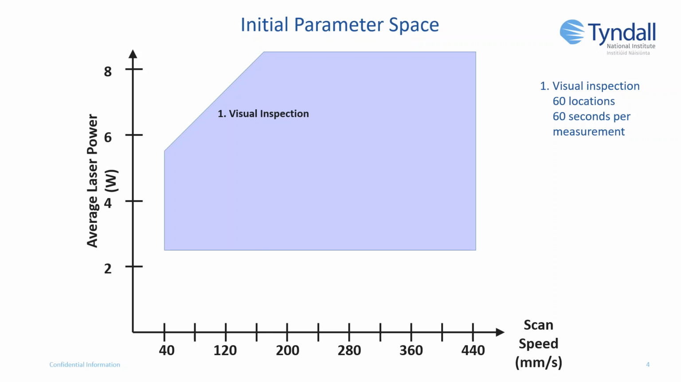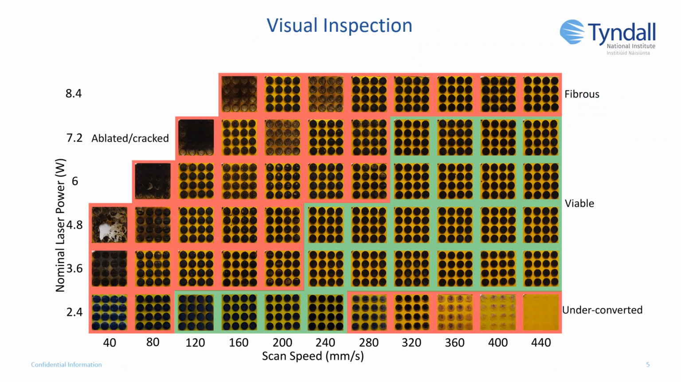To achieve this, a grid of 60 combinations of laser power and scan speed were produced to determine a viable sampling region. As suggested in our initial parameter space investigation, we see that if laser power is too large, then ablation or cracking occurs, or if laser power is too low or scan speed is too high, then the material is underconverted. What wasn't initially captured was the combination of high laser power and high scan speed producing a brittle fibrous material. We reduced the scope of our investigation to only the green region to ensure fully converted, mechanically robust material in the next step of our analysis.